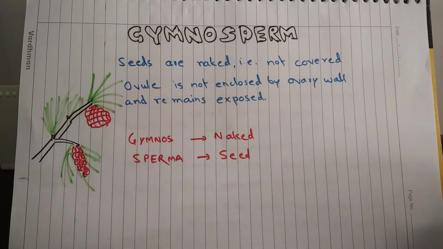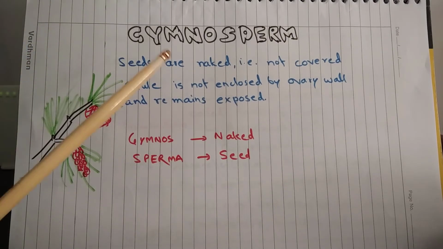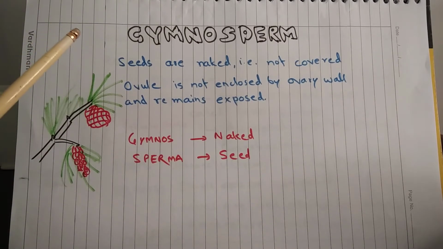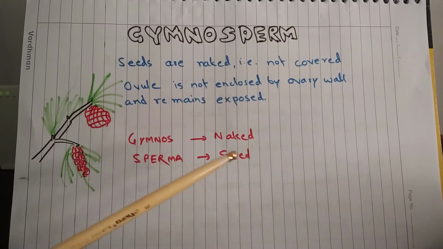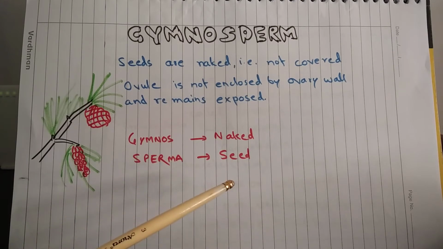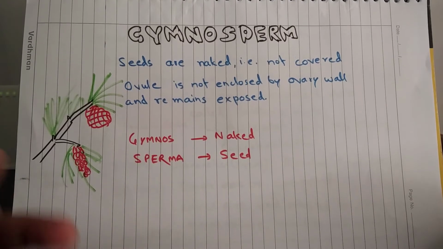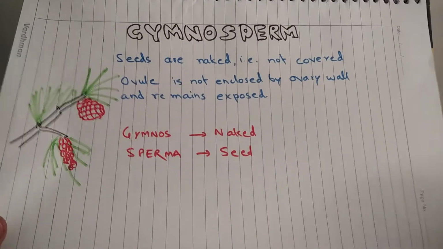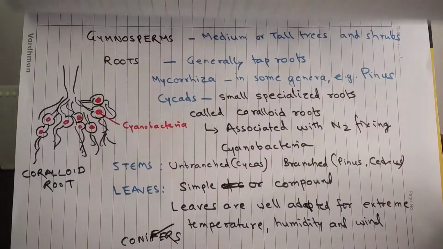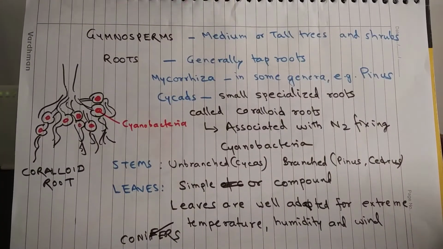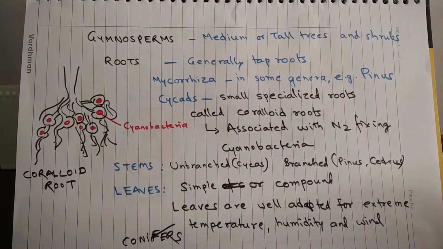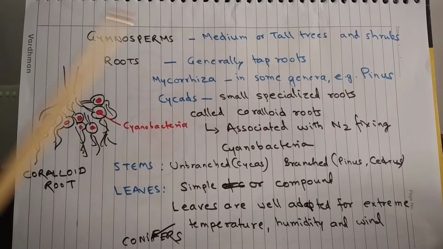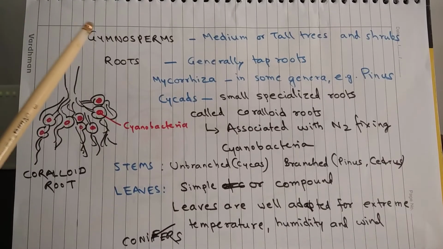called cryptogams. The name gymnosperm is composed of two terms. One is gymnos and another is sperma. These are Greek words. Gymnos means naked and sperma means seed, and that is why the name gymnosperm has been given to this group of plants. Now, let us discuss some key characters of gymnosperms.